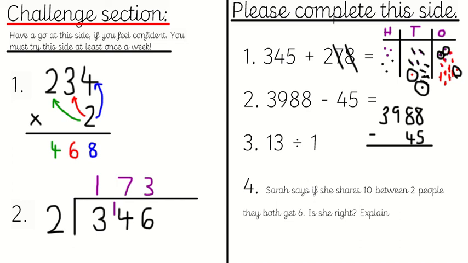And 13 divided by 1. The first question, can you spot anything missing from the equation first? Then have a go at dividing 13 by 1. Sarah says if she shares 10 between 2 people, they both get 6. Is she right? Explain. So for this one, I want you to demonstrate sharing 10 between 2 people. Then explain what she's done wrong. What could she have done wrong?